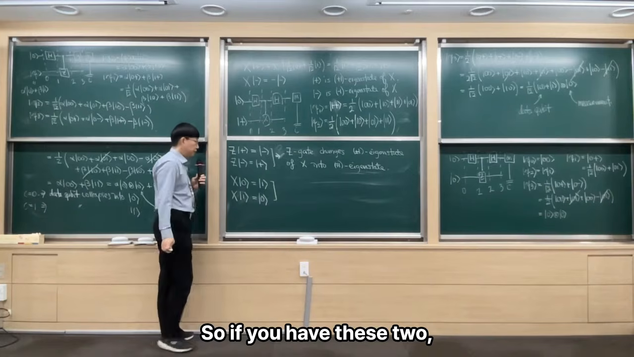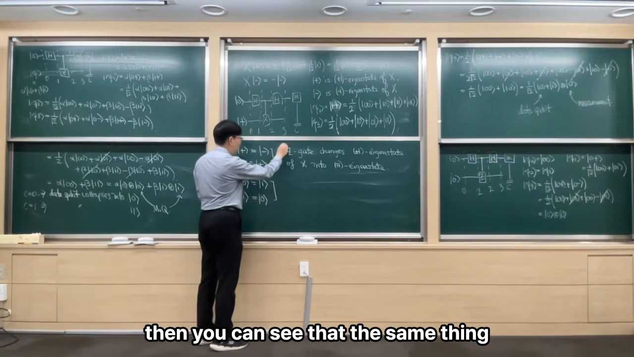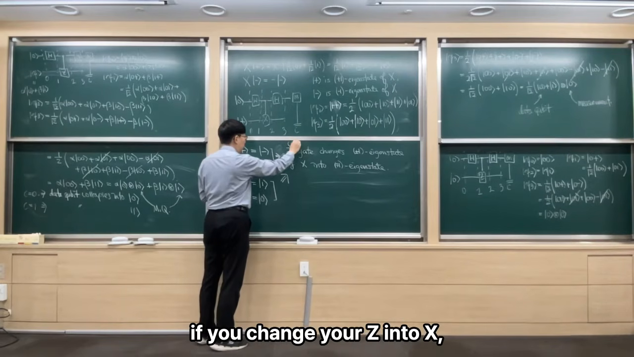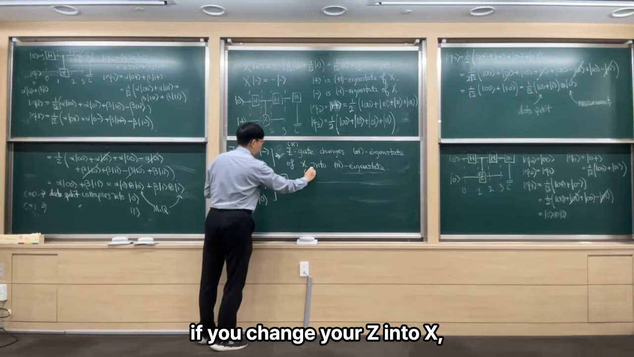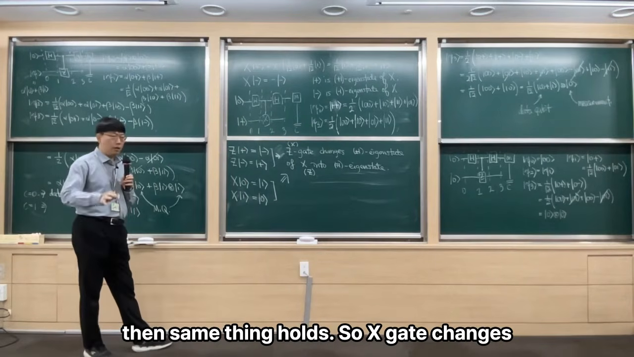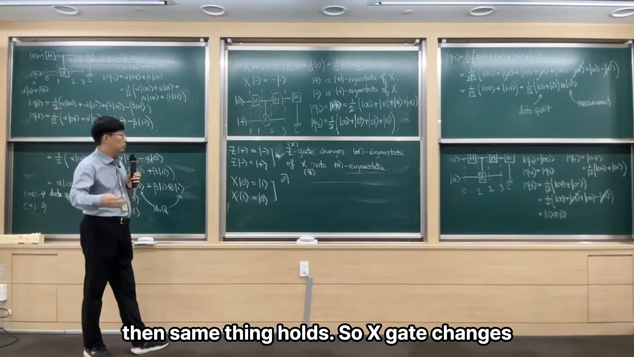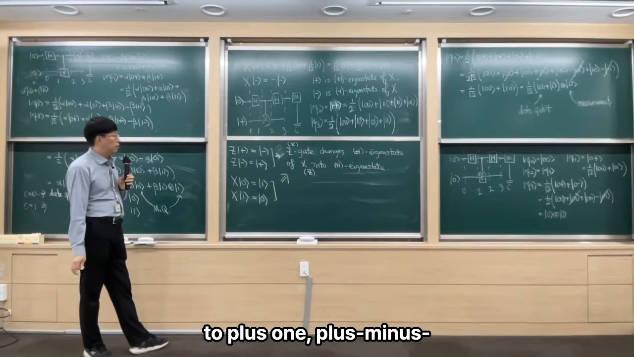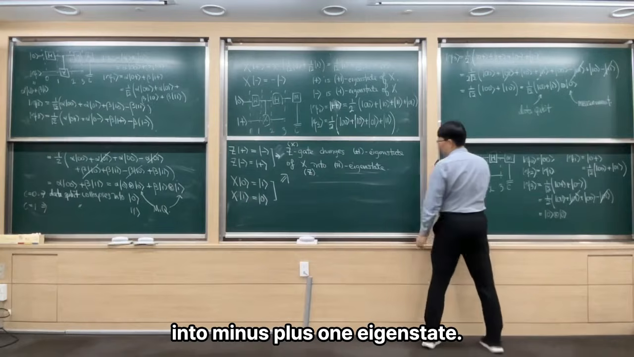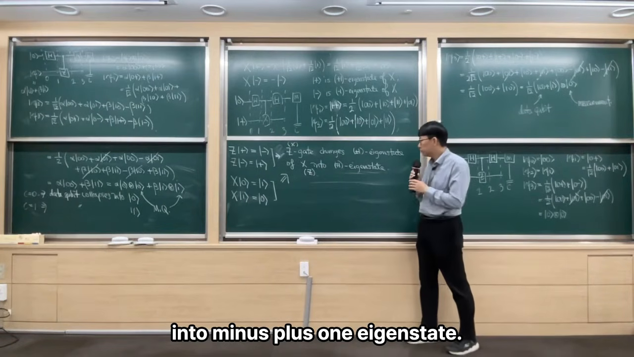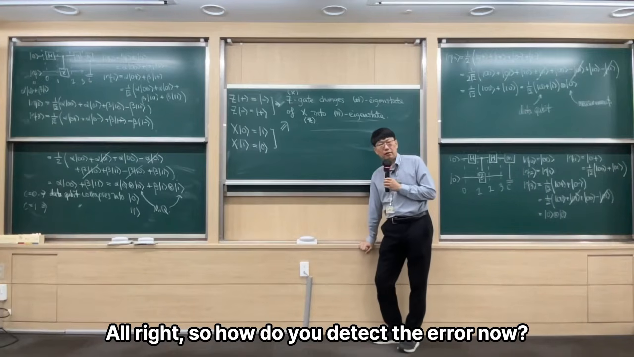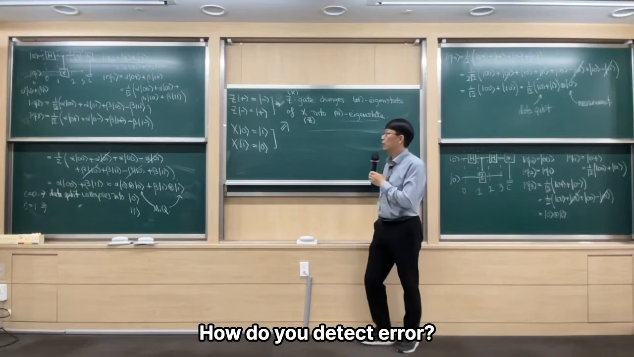So if you have these two, then you can see that the same thing is true if you change Z into X and X into Z here; the same thing holds. So the X gate changes the +1 eigenstate of Z into the -1 eigenstate. All right. So how do you detect the error now? How do you detect an error?